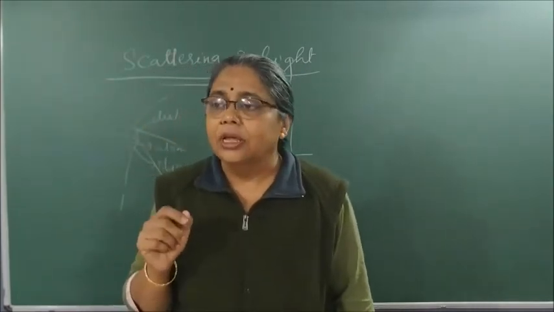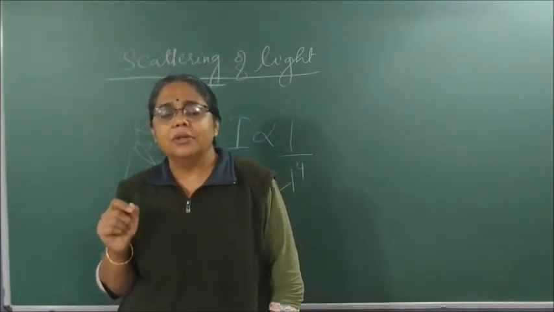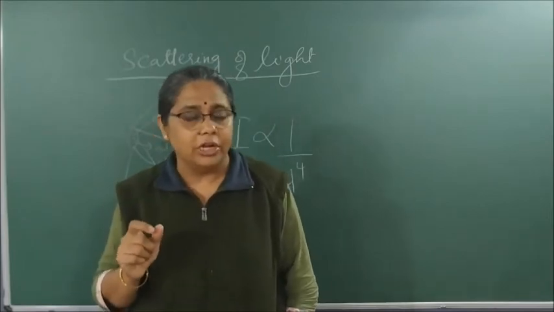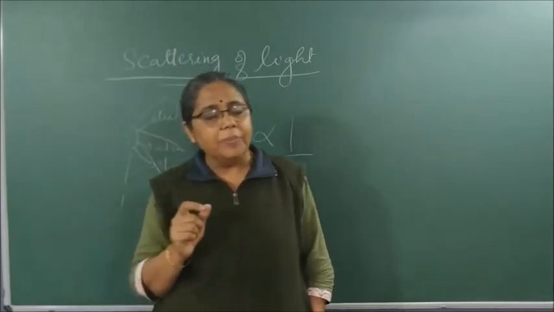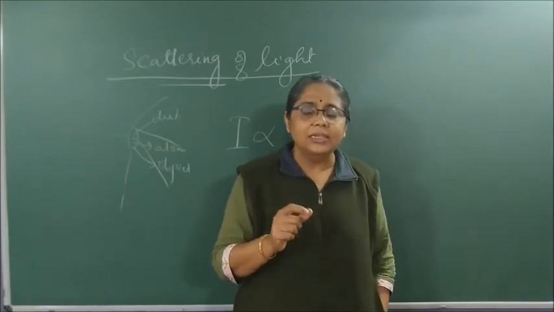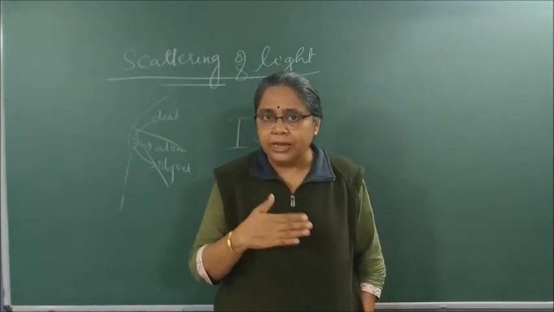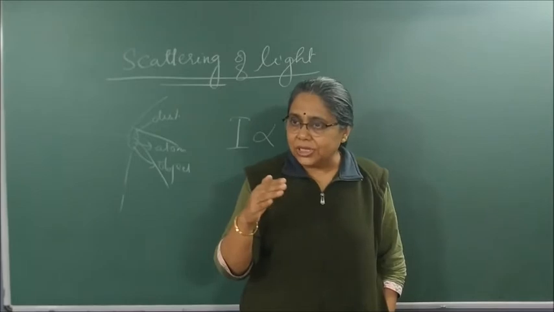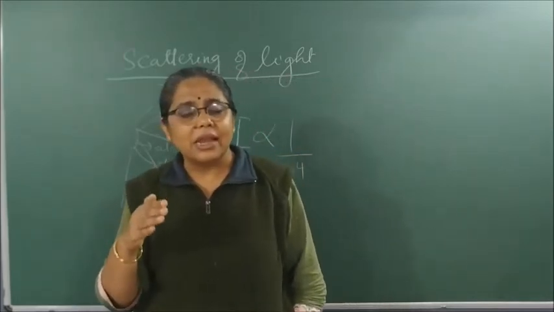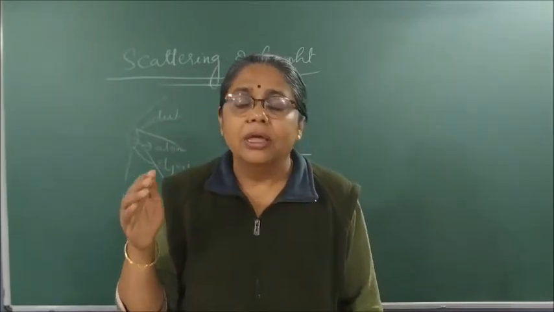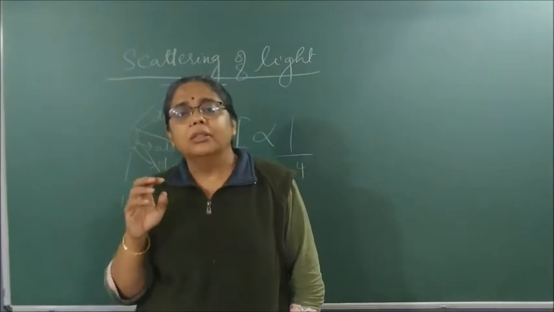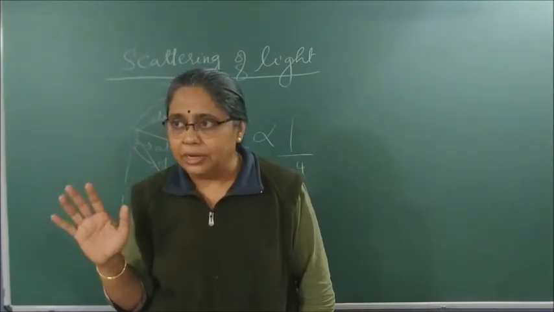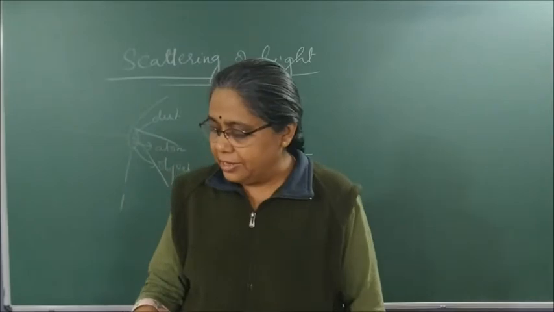The scattering of light by the colloidal particles is called as what effect? Tyndall effect. The color of the scattered light depends upon the size of the colloidal particle. If the colloidal particle is very small in size, it will scatter violet, indigo, blue. If it is slightly bigger, it scatters light from yellow to red. And when it is very big, then it scatters only white light. Okay? So we will read this part.